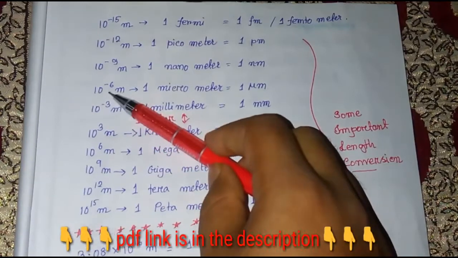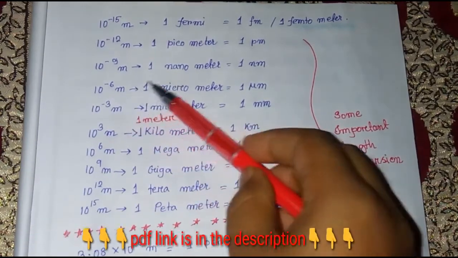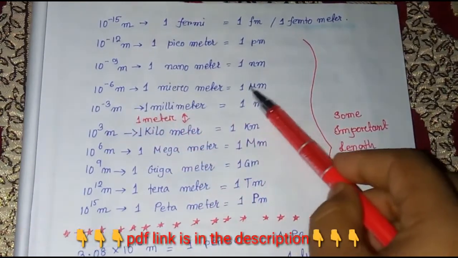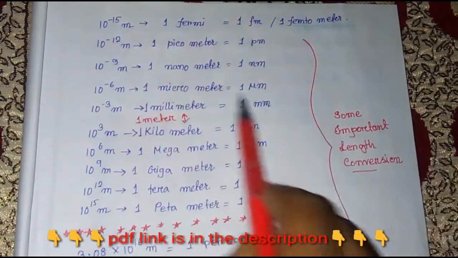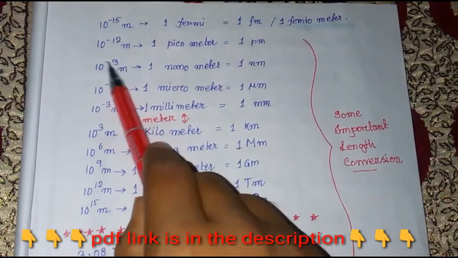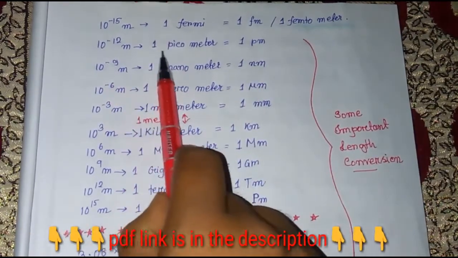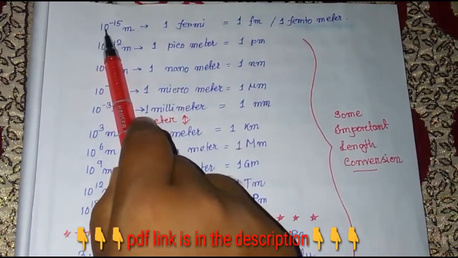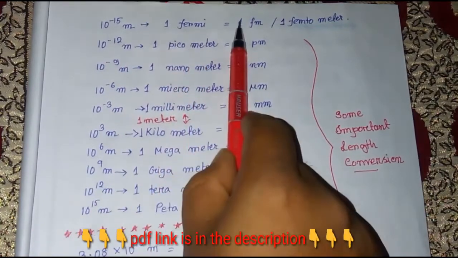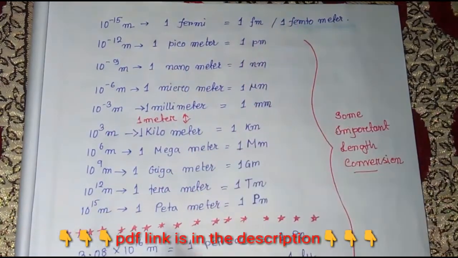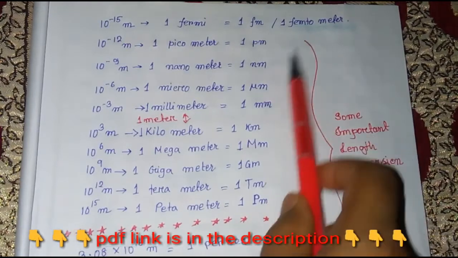Let's see 10 to the power minus 6 meter. 10 to the power minus 6 meter is called 1 micrometer. It is written as 1 mu m. This is the mu symbol. 10 to the power minus 9 meter is called 1 nanometer, 1 nm. 10 to the power minus 12 meter is called 1 picometer, 1 pm. 10 to the power minus 15 meter is called 1 fermi or 1 fm. It is also said to be 1 femtometer.